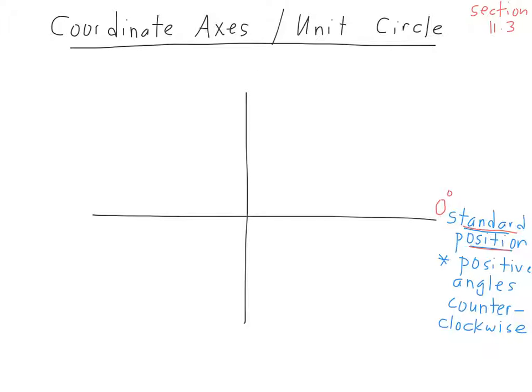Up here would be a 90-degree angle. Over here is 180, down here is 270, and then 0 is the same as 360. Remember too that this is quadrant 1, this is quadrant 2. We tend to use Roman numerals to number our quadrants, and there's quadrant 4.